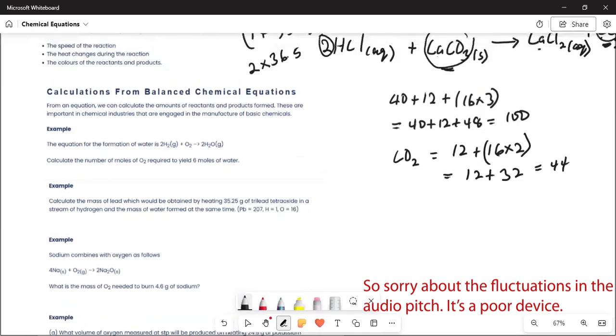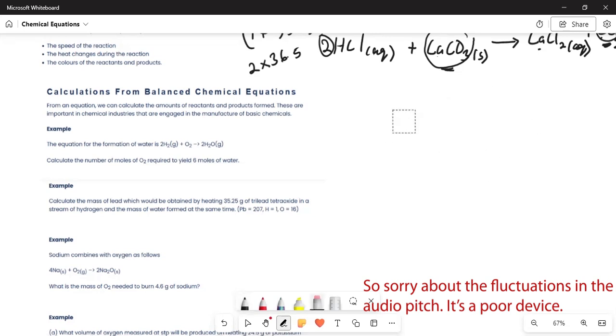So now this information provided by a balanced chemical equation is important in several calculations, as we are going to see shortly. The subtopic here is calculations from balanced chemical equations. From an equation, we can calculate the amount of reactants and products formed. These are important in chemical industries that are engaged in the manufacture of basic chemicals. These are produced after this type of calculation we are doing now.